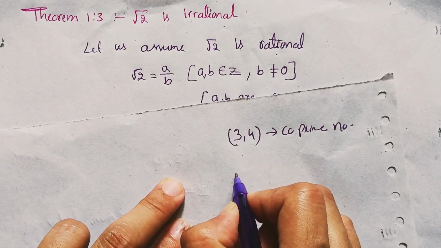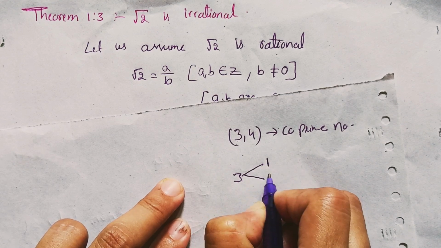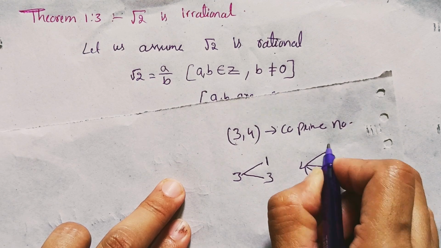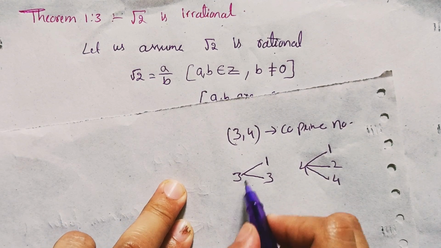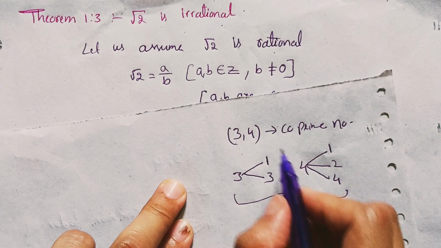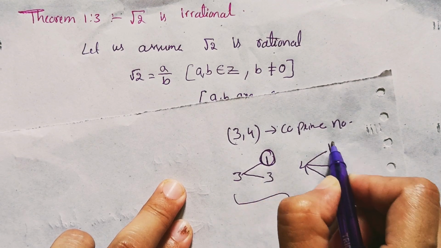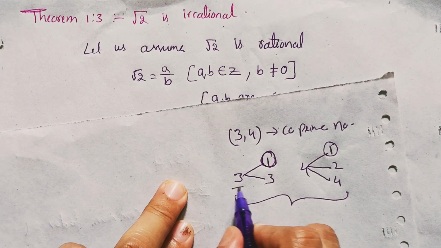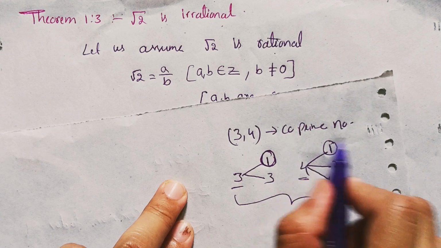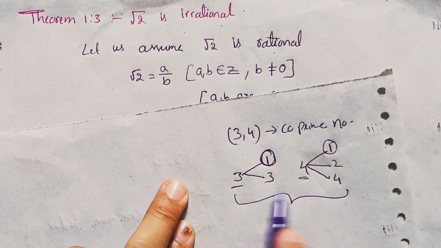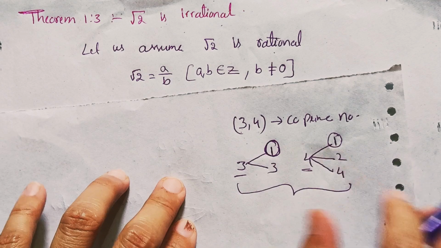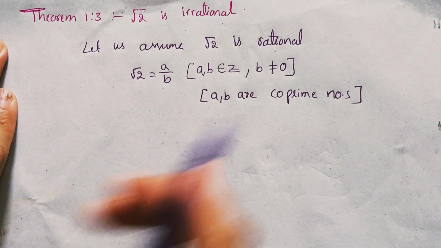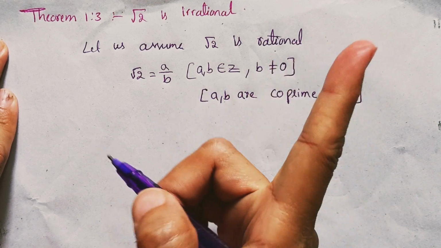Let's see the factors of 3. The factors of 3 are 1 and 3 itself. And the factors of 4 are 1, 2 and 4. If you see both lists of factors, you get 1 as the common factor in both numbers. Since 1 is the only common factor, we say 3 and 4 are co-prime numbers. Are you getting my point? So here also I am taking a and b as co-prime numbers, which means they have only 1 as a common factor.